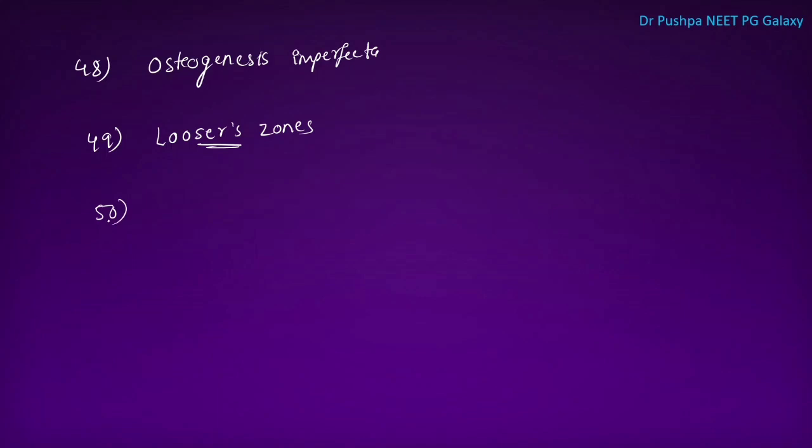Next one is, what is the first X-ray sign of osteoarthritis? First X-ray sign of osteoarthritis is asymmetrical reduction of joint space. This is the first sign on X-ray in osteoarthritis.